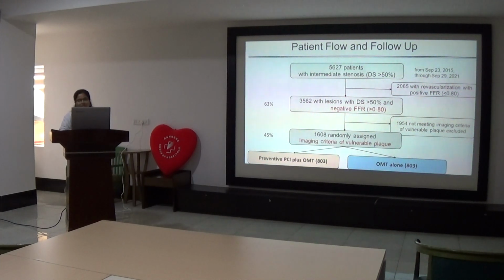Among them, only 3562 with diameter stenosis more than 50% and negative FFR were considered, so that was 63%. Among them, only 1068 were found having imaging criteria of vulnerable plaque, so of that also 45%. So the total subjects were 1600, with 800 patients receiving preventive PCI plus medical therapy and another 800 only medical therapy. So almost 40% qualified for vulnerable plaque criteria. That's a huge number. Yes.